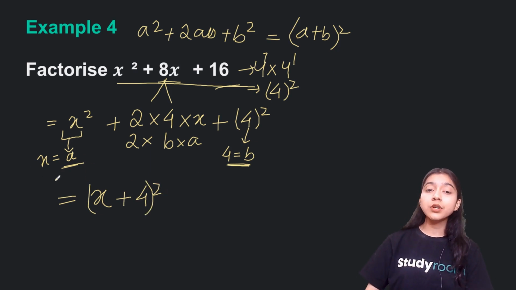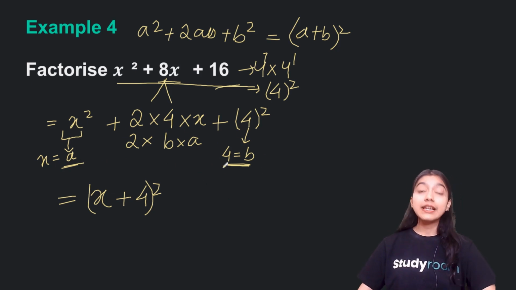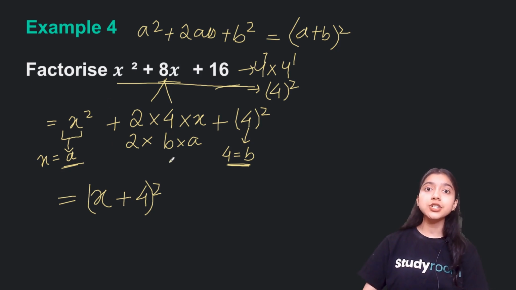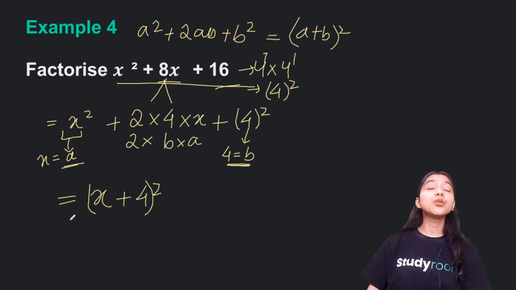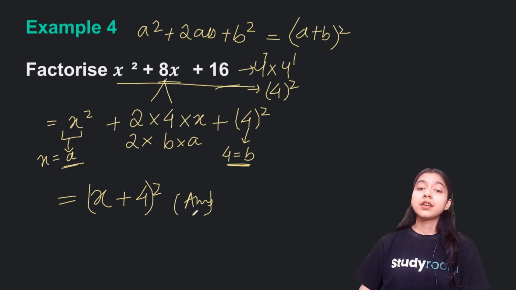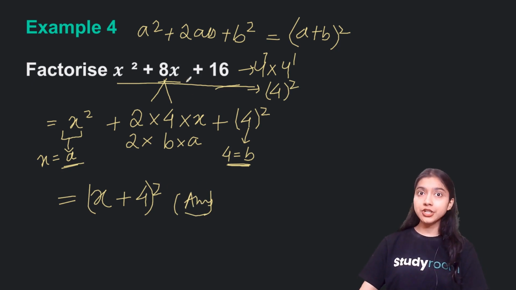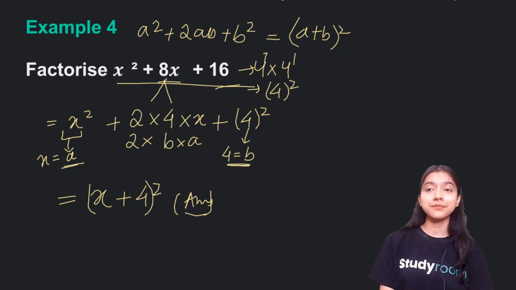What I have written, x is equal to a, 4 is equal to b, these things are just for your understanding. In your exam, you don't have to write these things while solving questions. What you have to do is, you have to just keep this thing in your mind that in this identity or in this algebraic expression, which terms are represented as a, which of the terms are represented as b, and accordingly you have to make the identity. So the identity that I get is x plus 4 whole square. So this will be our final answer. So we have factorized the given algebraic expression using the first identity that I taught you, which was a plus b whole square is equal to a square plus twice ab plus b square.